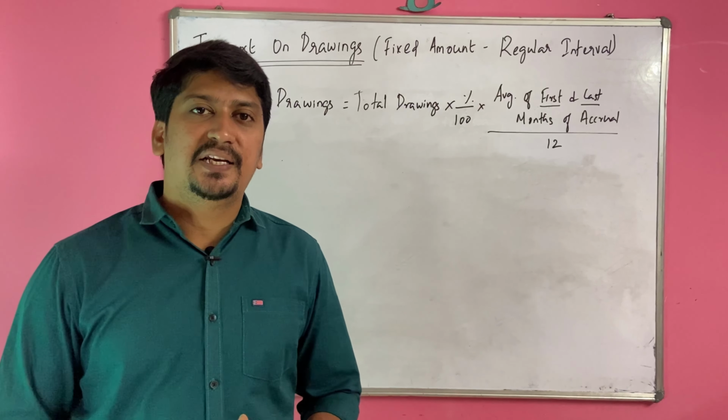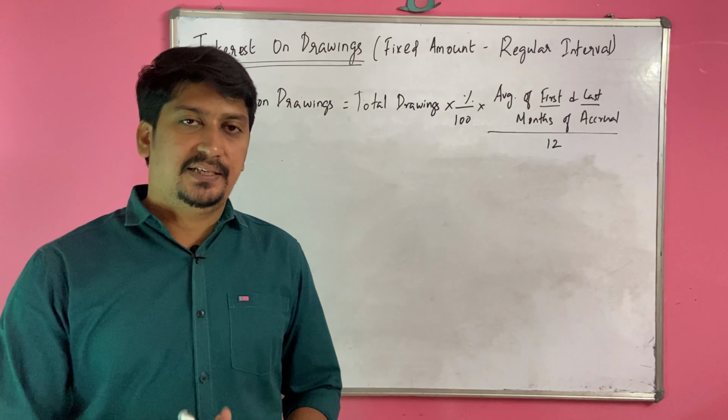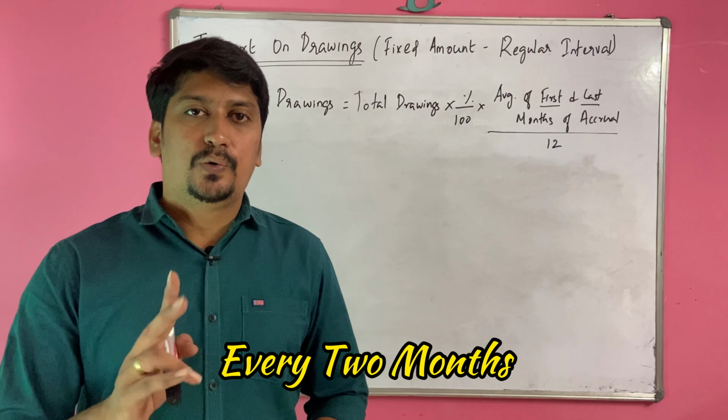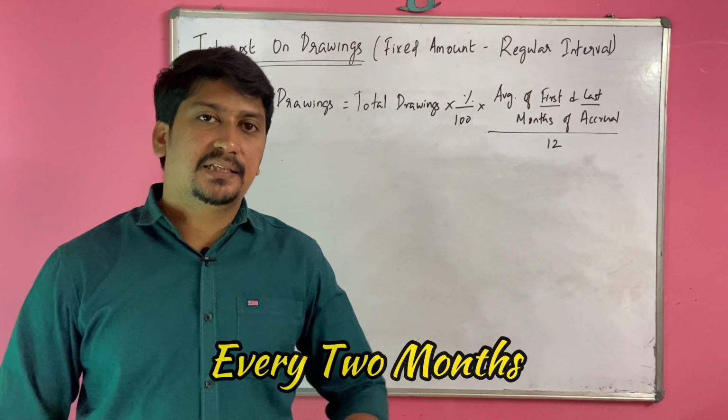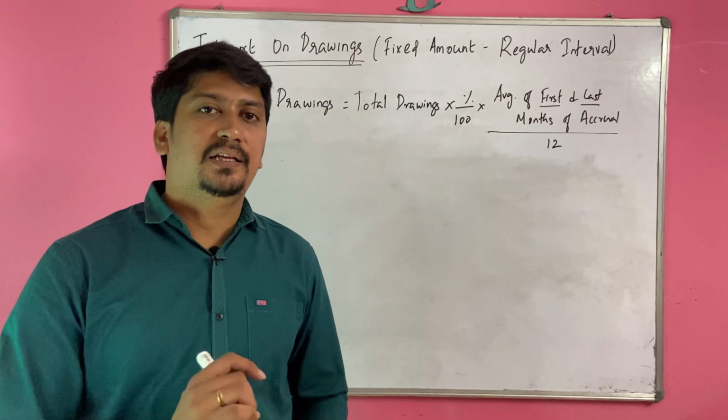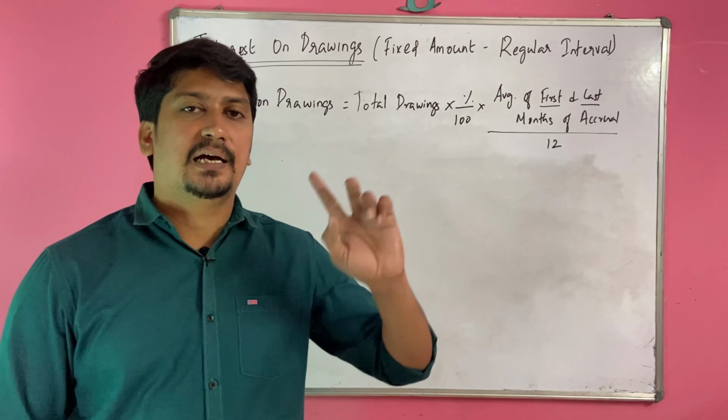In this video we are going to discuss when a partner draws a fixed amount in the beginning, middle and at the end of every 2 months. We have already discussed it for every month and every quarter, the videos of which you can find in the description, or you can also click this above I button.